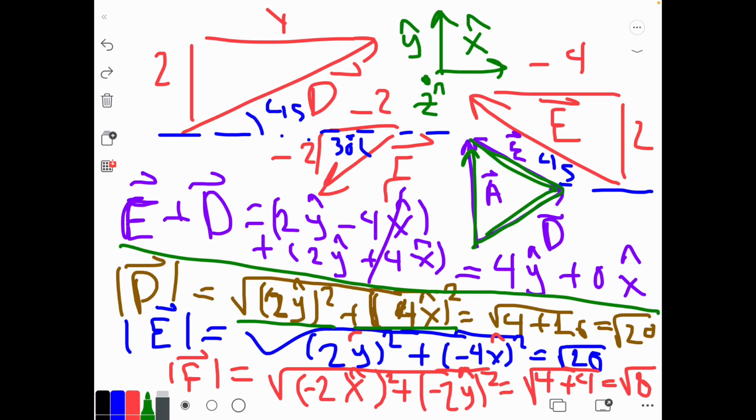And then F is going to have negative 2 x hats plus negative 2 y hats. 4 plus 4 is 8. So the square root of 8 is going to be the magnitude for F. And it has a 30 degree angle, as I can see, or maybe 45, I don't know. I just don't want to give them all 45. Maybe these are 30 or that's 45, I don't know. But this is how we can get the magnitudes and direction.